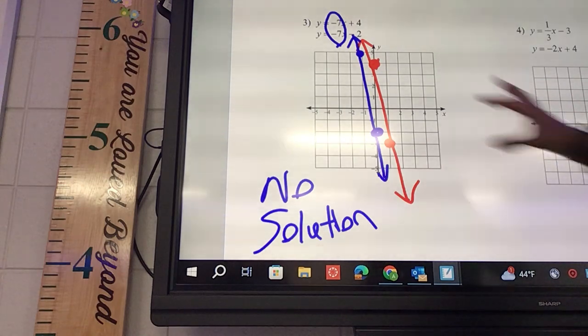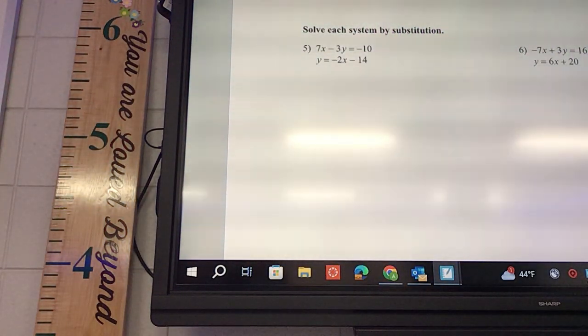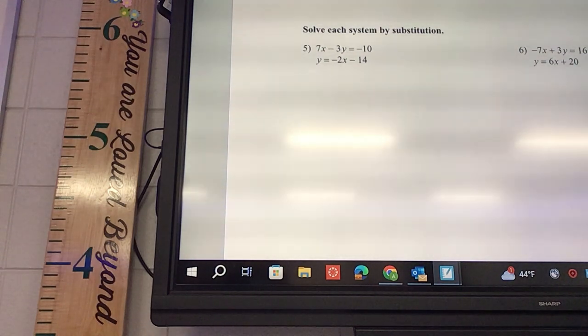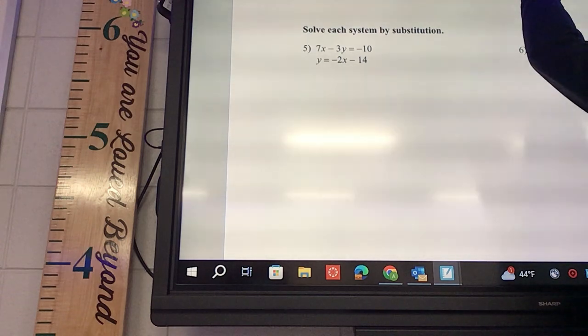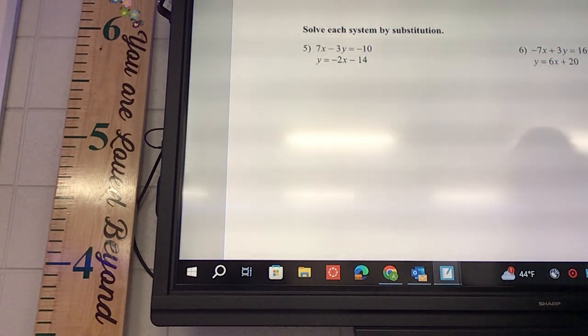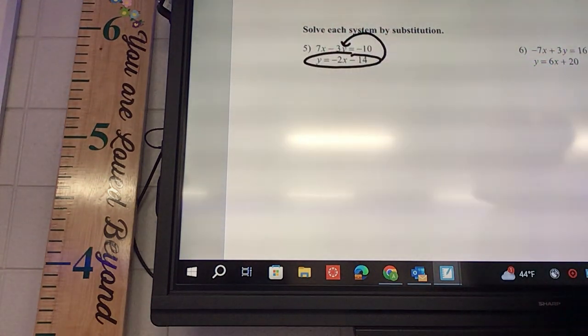Okay, the next page is substitution. Okay, you will have 2 substitution questions on your test. One where it says y equals and some stuff, and the other one where it says y equals a number. Okay, which one am I going to circle? The second one. Okay, so we circle this one, and we're going to plug it into the y on the other one.